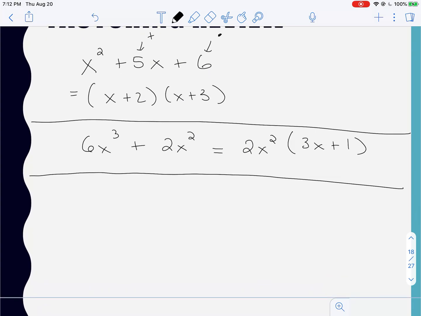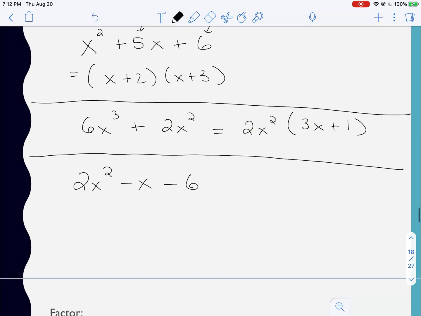We could also have a leading coefficient, so you would have an a term. So if I had 2x squared minus x minus 6, and I wanted to factor this, you can always guess and check, or you can split up the middle term.